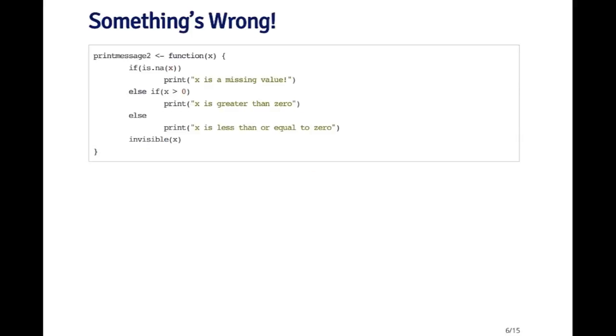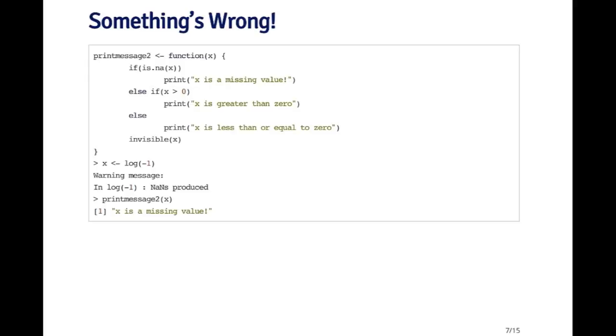Now, I'm going to fix this problem, so to speak. I've got a new function, print message 2, and the first thing I'm going to do is check to see if the argument's NA. If it's NA, I'm going to print this message, so it's not going to produce an error. It's just going to print a different message. So this function is going to print one of 3 messages for now, and then it's going to return its argument invisibly.